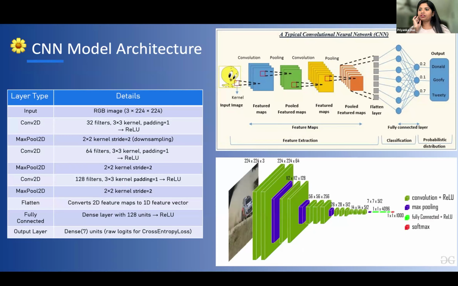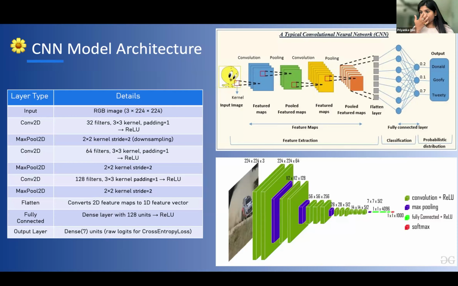After the convolutional layers, the output is flattened into a 1D vector and passed through a fully connected layer with 128 units. And finally, to the output layer with 7 nodes, one for each skin lesion class. I didn't add a softmax here because cross entropy loss in PyTorch expects raw logits and handles that internally.